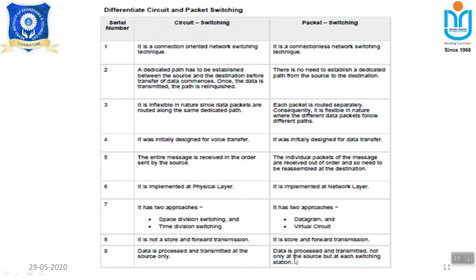So here the data will be processed not only by the source but also by each switching station between source and destination. These are the basic differences between circuit switching and packet switching.